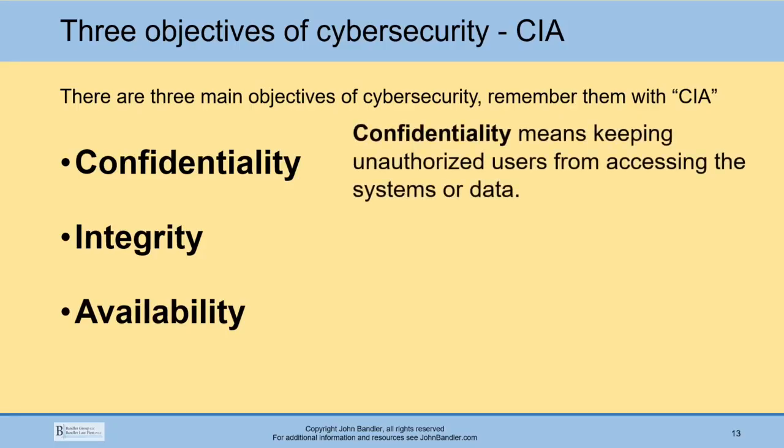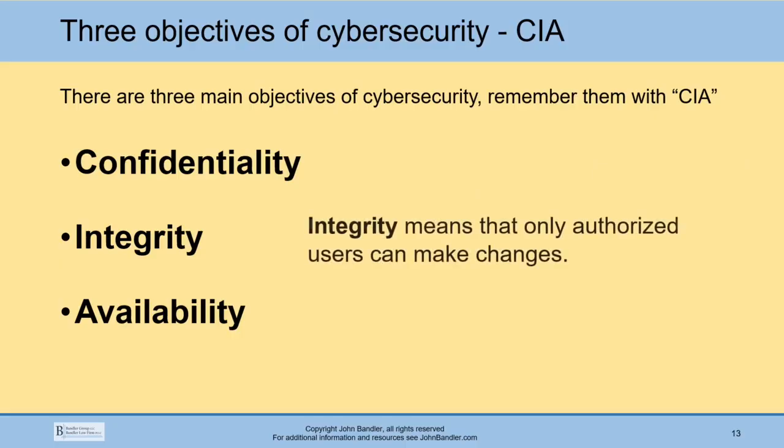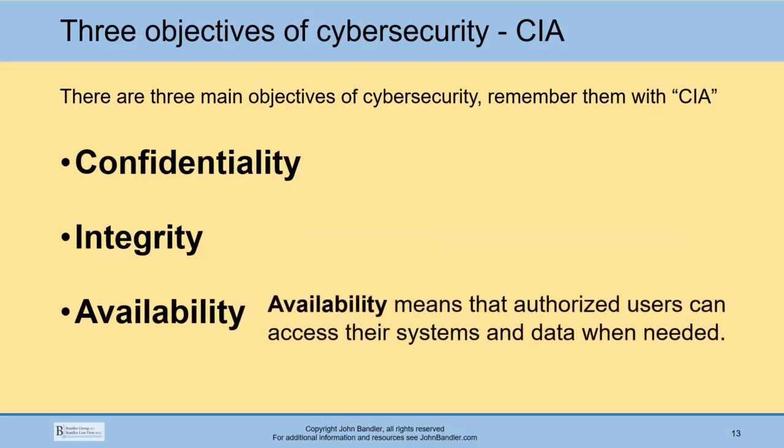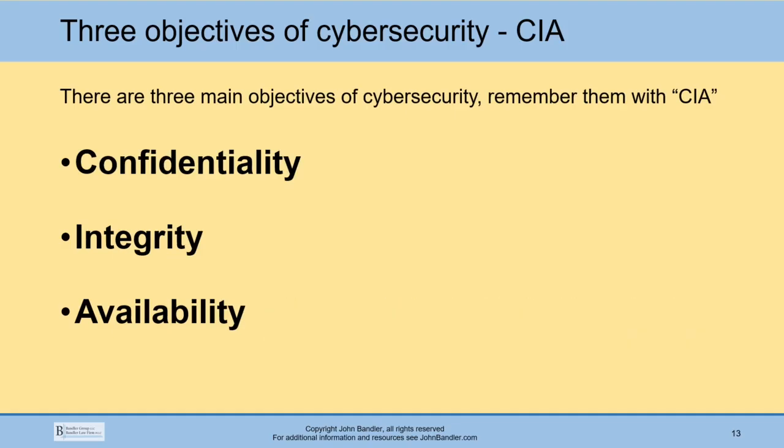Confidentiality means keeping unauthorized users from accessing the systems or data. Integrity means that only authorized users can make changes. Availability means that authorized users can access their systems and data when needed. So that's the 3 main objectives of cybersecurity.